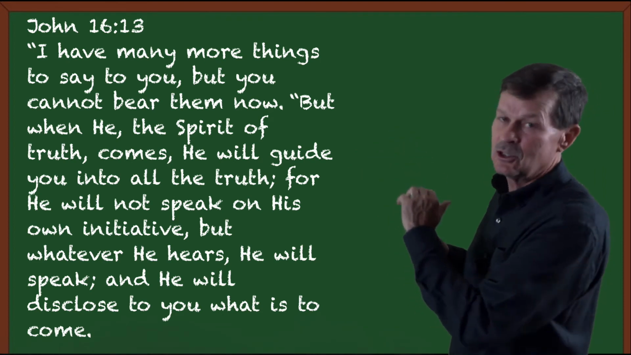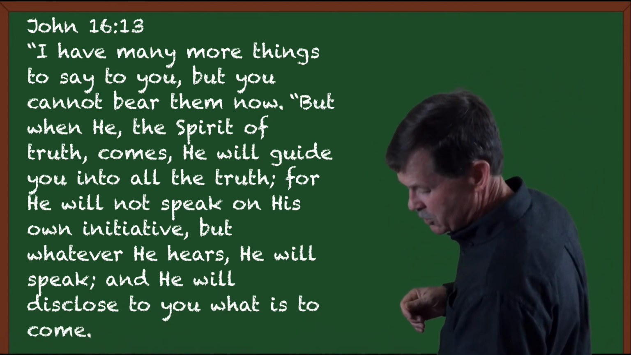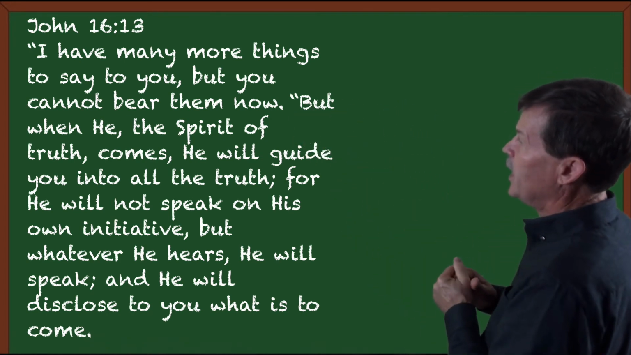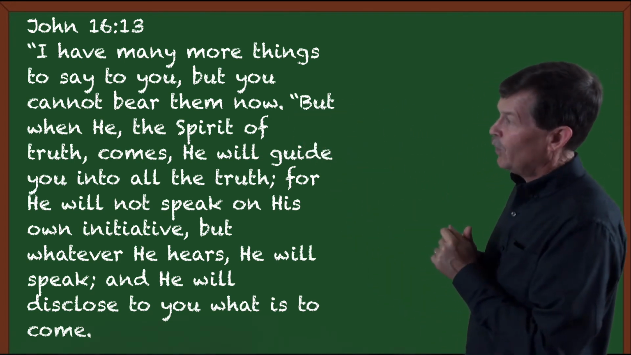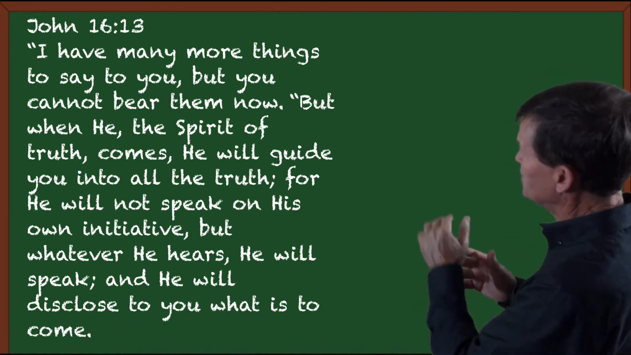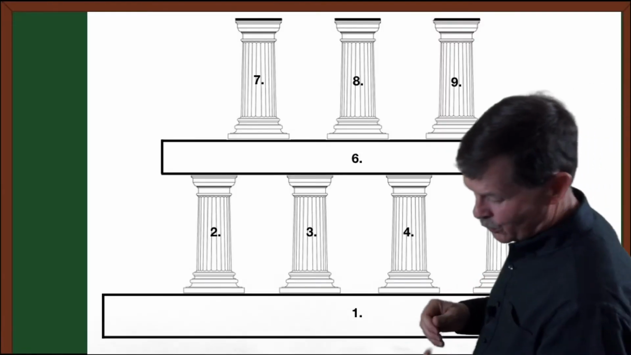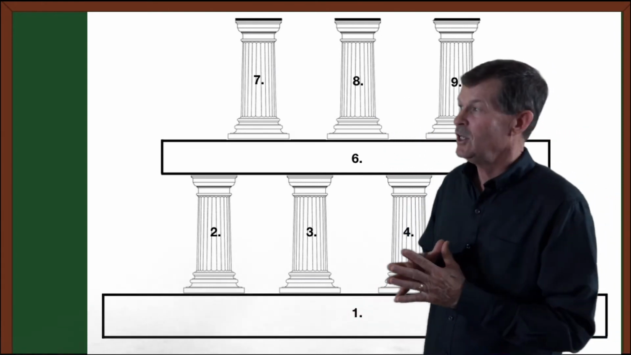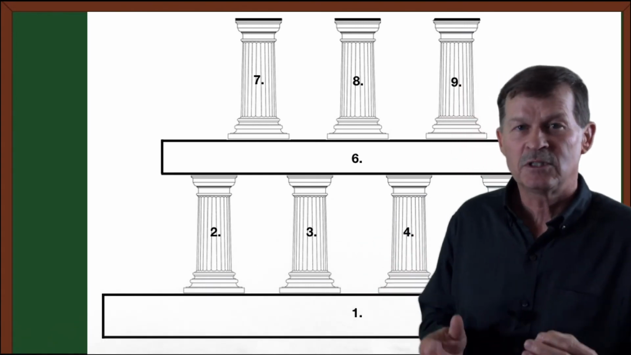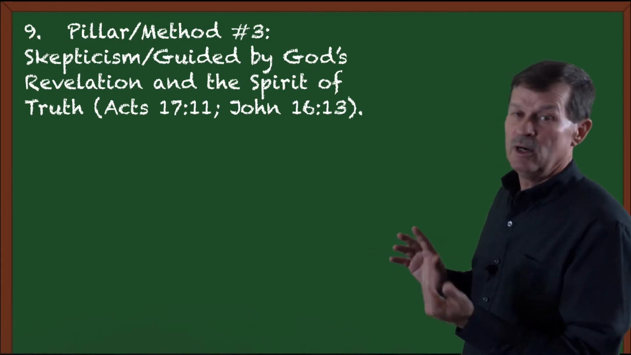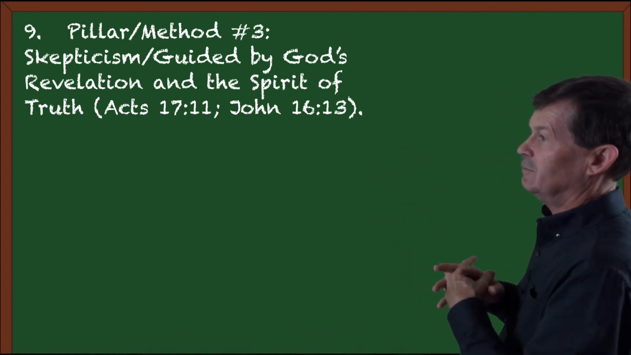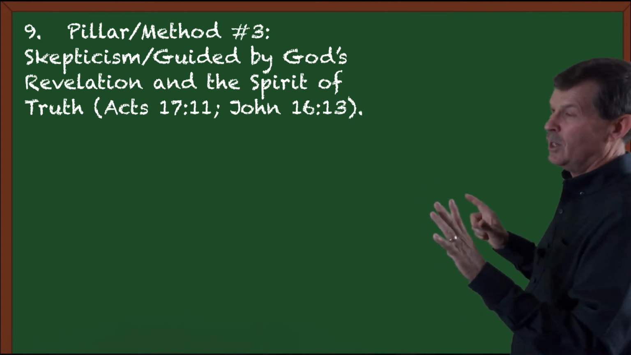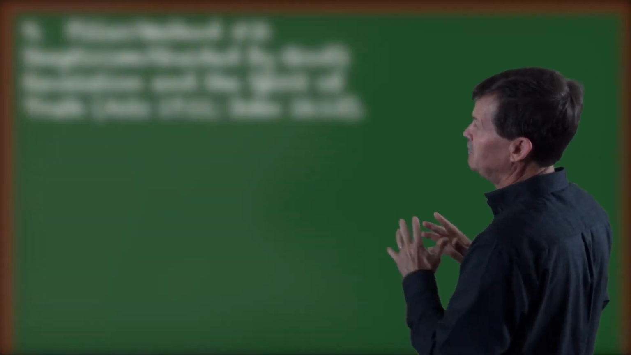So that is the second pillar, the second method, which is the three. We have reasoning, rationalism, we have empiricism, and then the last one we have, which is skepticism, which is similar to the other house, but skepticism as guided by God's revelation and the Spirit of truth. In this one, in God's revelation, what we have is Acts 17, verse 11.